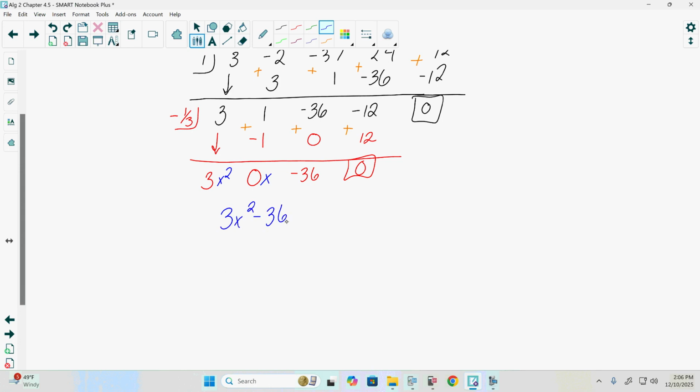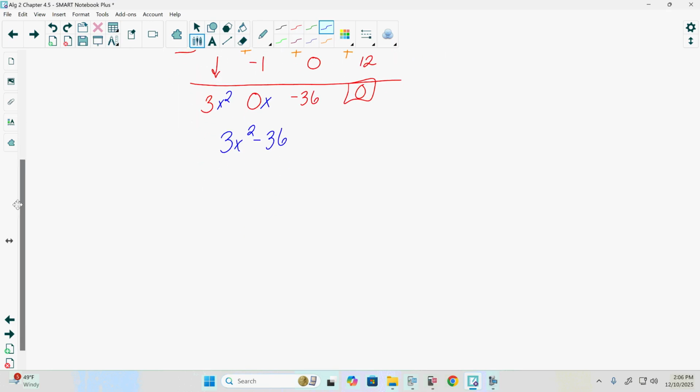Now we fill the variables back in once we get to this point. 36 is going to be our constant term, our term without x. And 3 is going to be our term with x squared. I skipped over it, but the 0 is our term with x. Now this one here is our final expression, and we do want to see what value of x makes it equal 0.